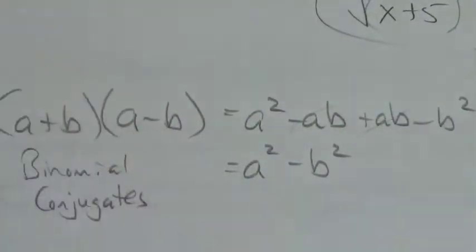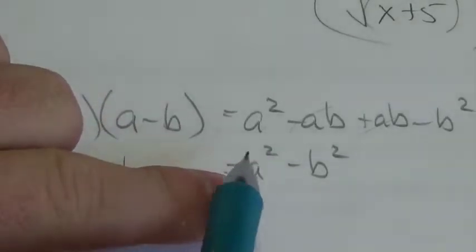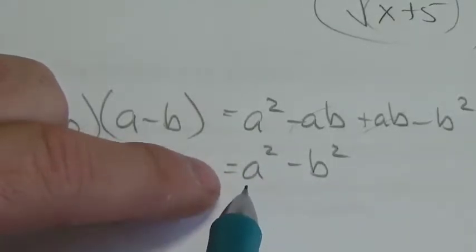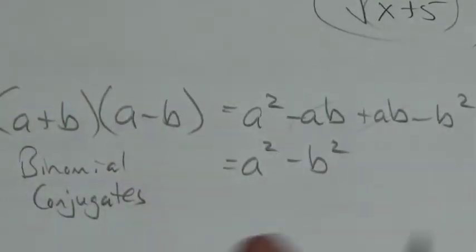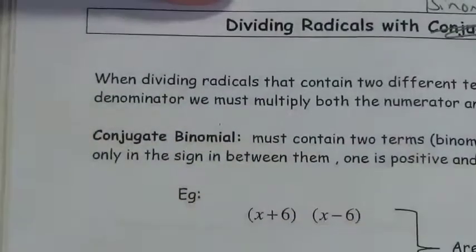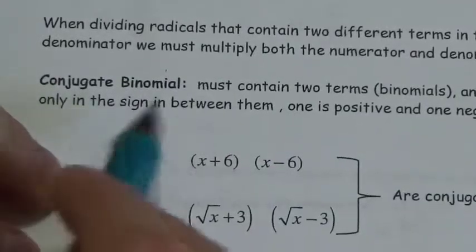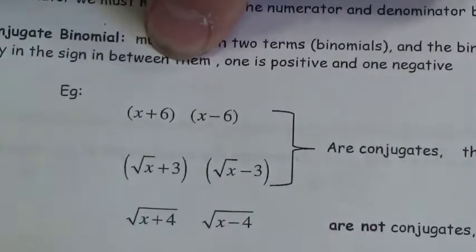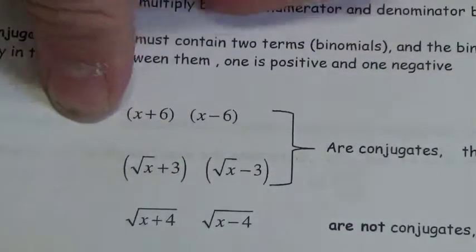Now what's beautiful about this is if you've got a radical in there, if you've got a square root somewhere in there, because you're now just squaring the individual terms, now that square will get rid of that radical. Okay? But this is the only way to do it with this binomial conjugate. Okay, and that's really what this lesson is about here. We talk about, first of all, what the conjugate binomial is. And so if you've got x plus 6, its conjugate is x minus 6. Let's say you've got root x minus 3, its conjugate would be root x plus 3.